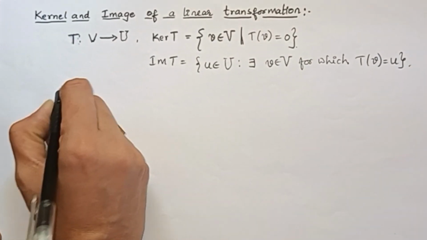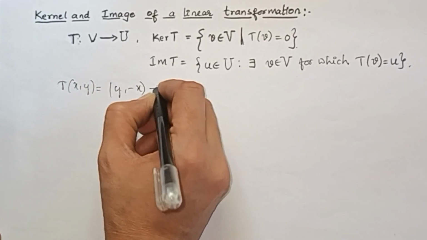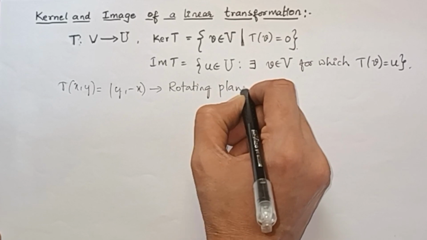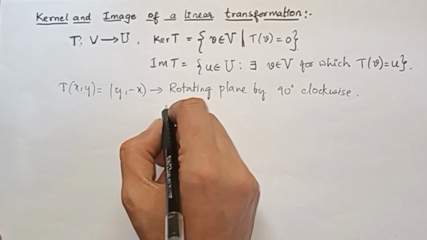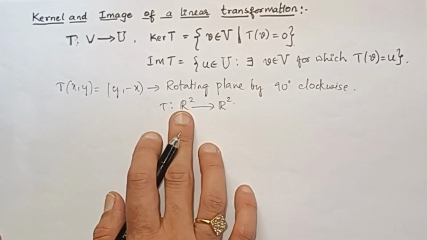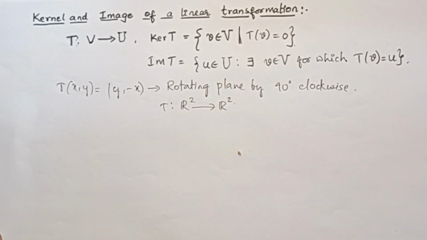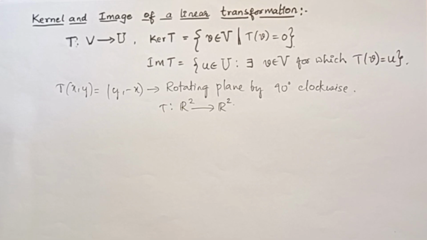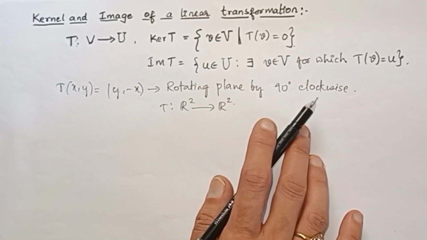For example, I had taken the transformation T of x comma y equal to y comma minus x. This is rotating the plane by 90-degree clockwise. This is a linear transformation from R square to R square. Here the domain is R square, codomain is also the same. It is a linear operator because when the first and the second vector space are both the same, then T is a linear operator. So take this linear transformation which rotates the plane by 90-degree clockwise.